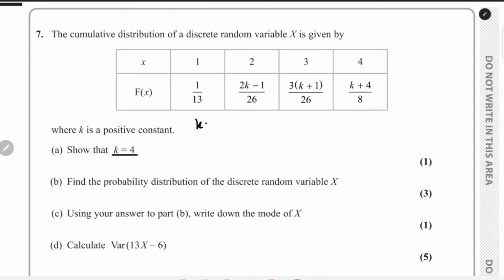So we can say that k plus 4 by 8 is 1, because in a cumulative probability distribution, the total probability of this should always be 1. So we'll get k plus 4 is 8. So k would be 8 minus 4, which would be 4.